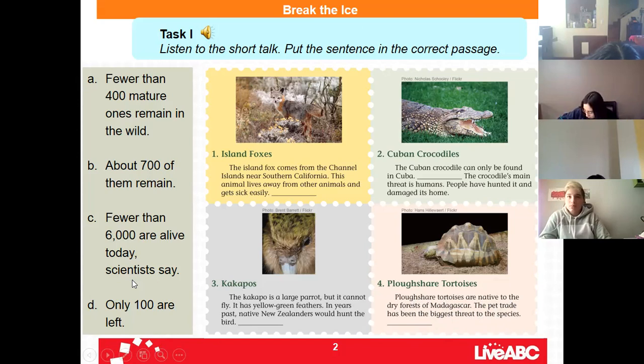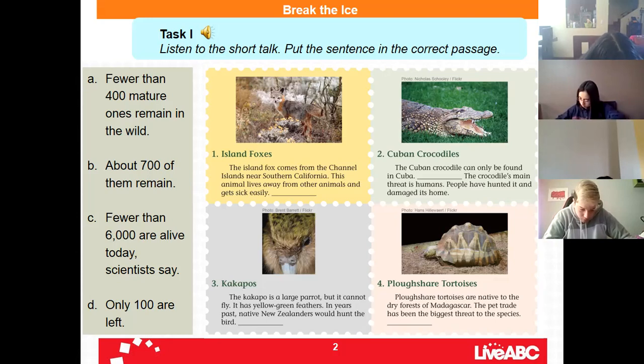How many are left? The growing human population is causing serious problems. More and more animals are disappearing. Take Cuban crocodiles, for example. Humans hunt them and damage their environment. Scientists believe that only several thousand of these crocodiles still exist. In Madagascar, plowshare tortoises are under threat. People take them as pets. Now, just a few hundred adult plowshare tortoises remain in nature.